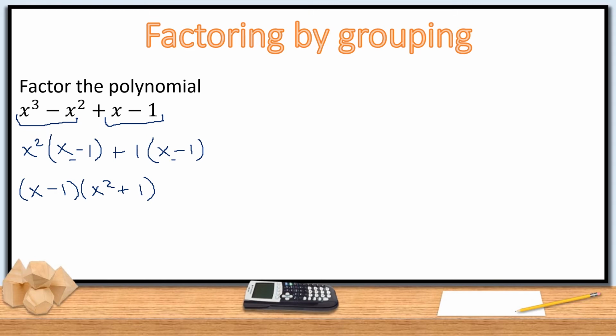Yeah, there's nothing else I want to do with this right now. When we see this later, we'll look at this x squared plus 1 and be like, oh, we can do a little bit more with that maybe. But for now, I'm pretty happy with just leaving it as x minus 1 times x squared plus 1. So that'll be our factored form.